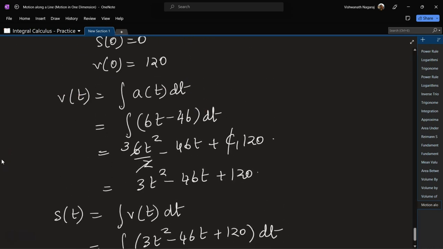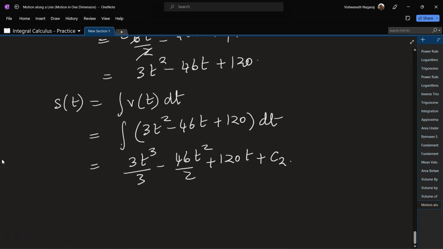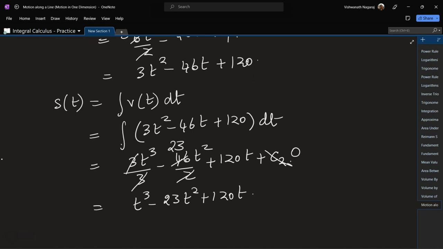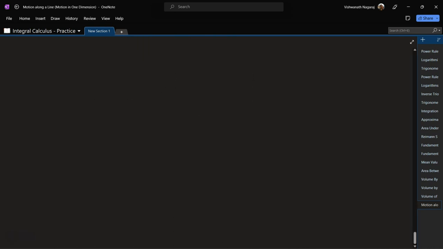But we have already, S of 0 is 0. So which means this will become 0. So 3 and 3 cancel, 2 23s. So our expression for the displacement is t cube minus 23t square plus 120t. See here, without even thinking of a graph, we are able to solve this.